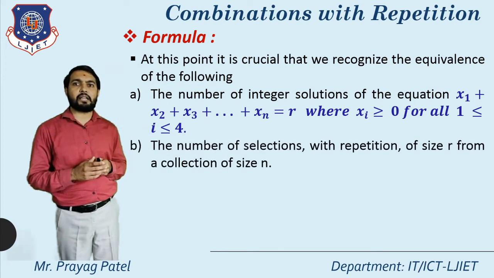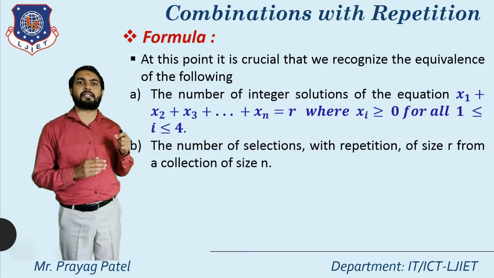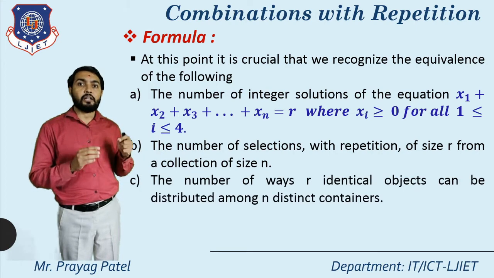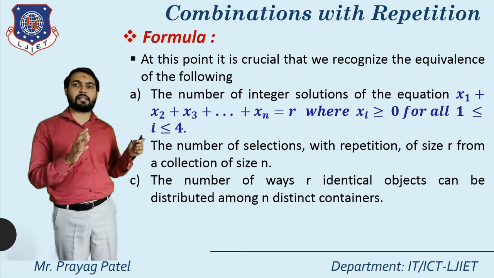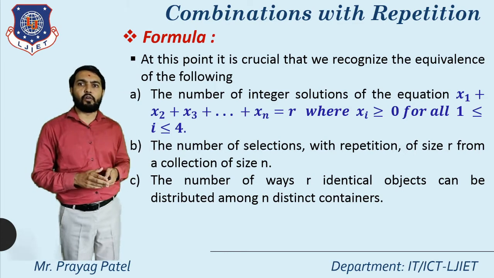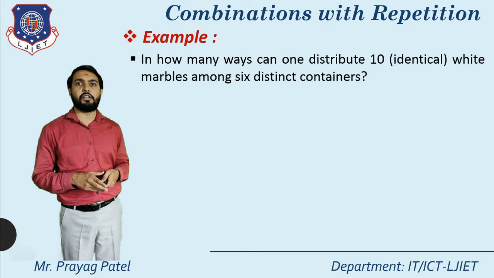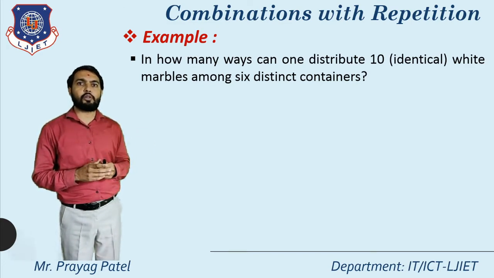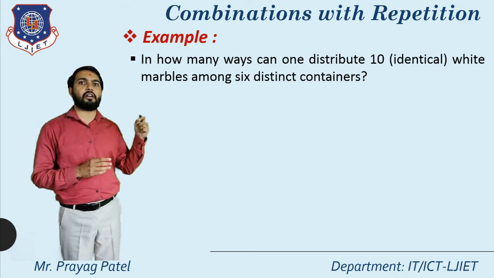So for this we can say that this is the number of solutions with repetition of size r from a collection of size n. Another way to say it is the number of ways r identical objects can be distributed among n distinct objects. So this is one way of representing the common equation for this type of problem. Now see here, in how many ways can we distribute 10 identical white marbles among 6 distinct containers?